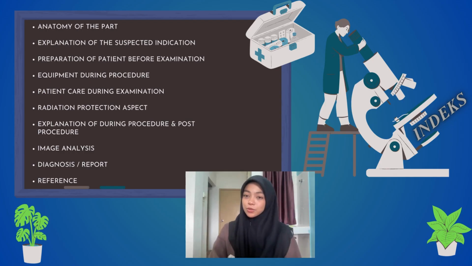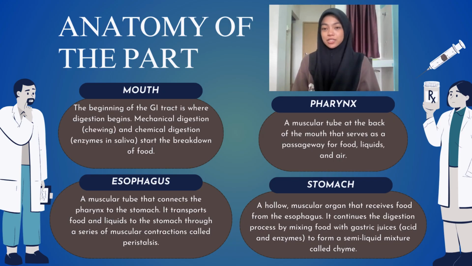So for our case study today, which is barium swallow on the gastrointestinal tract, I will elaborate in a few parts: the anatomy of the part, explanation of the suspected indication, preparation of patient, equipment, patient care, radiation protection, explanation of during-procedure or post-procedure, image analysis, and diagnosis reports. I will also put my references for all of this. As I just stated, we'll start our case study today with the anatomy of the part.